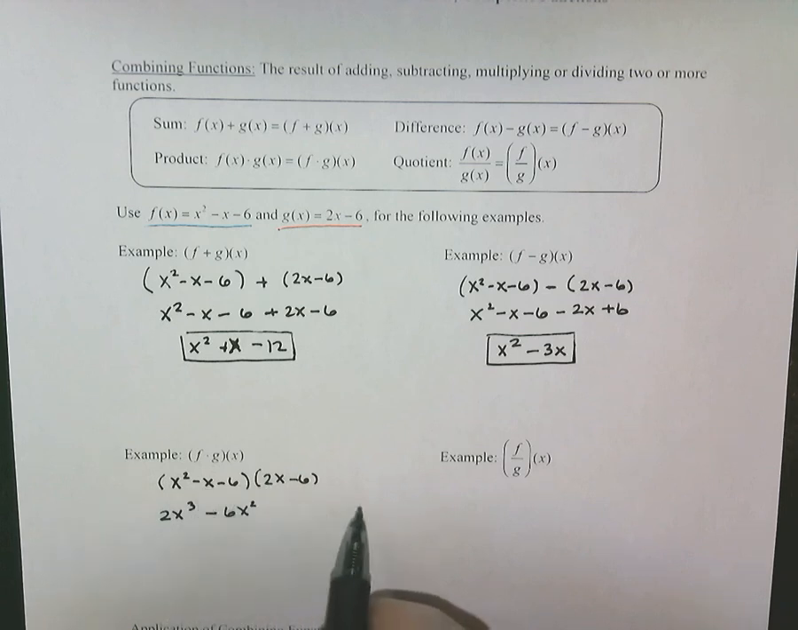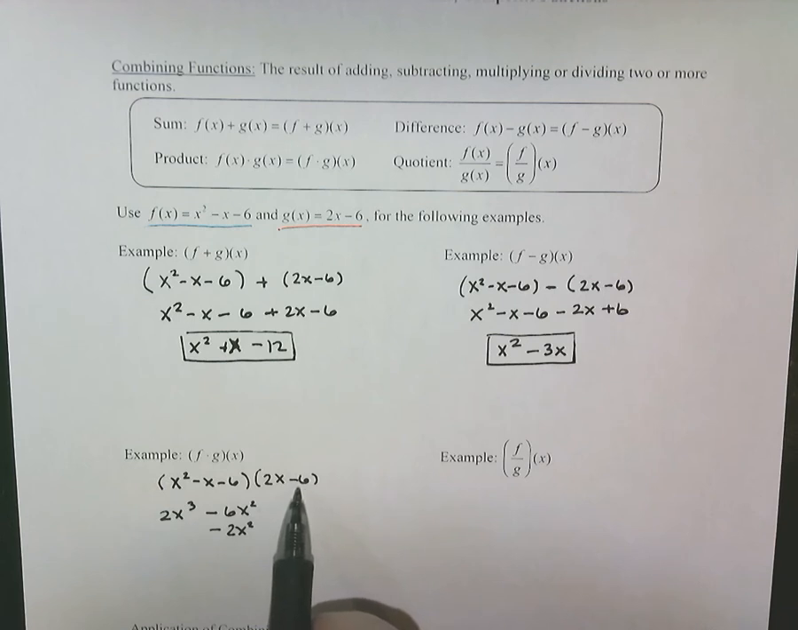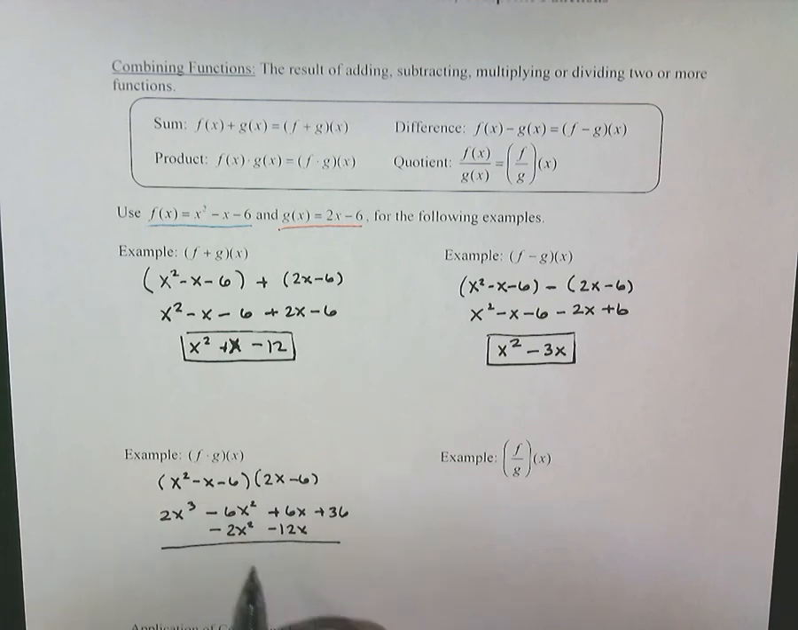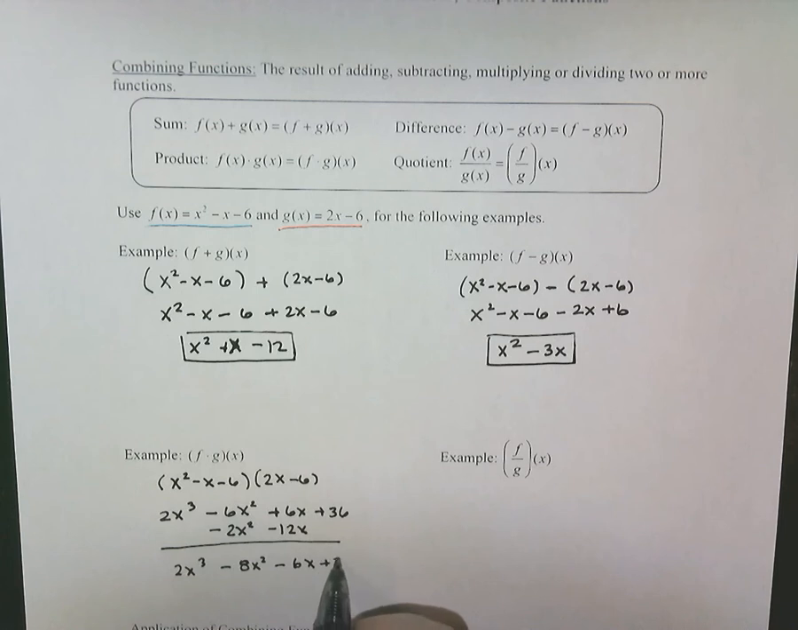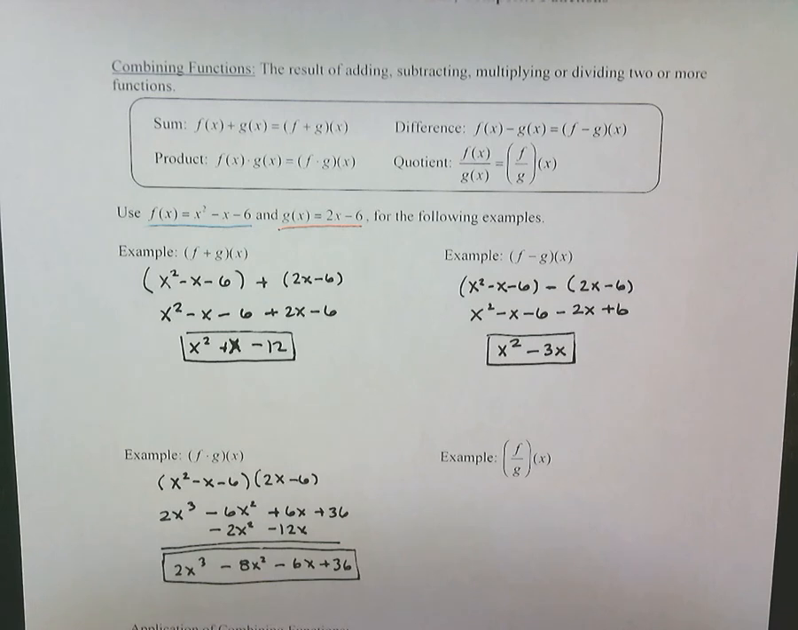And instead of writing it in a line here, I'm going to put it underneath this one because they have the same value with x squared. Negative x multiplied by negative 6 gives me positive 6x. Negative 6 multiplied by 2x gives me negative 12x. I'm putting it right underneath this because they're like terms. And negative 6 times negative 6 is going to be positive 36. Now when I add these together, I just come straight down. 2x cubed minus 8x squared minus 6x plus 36.